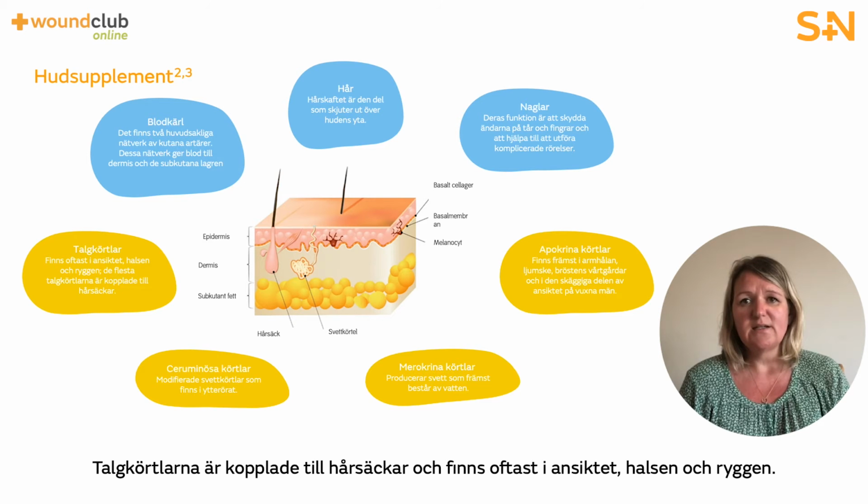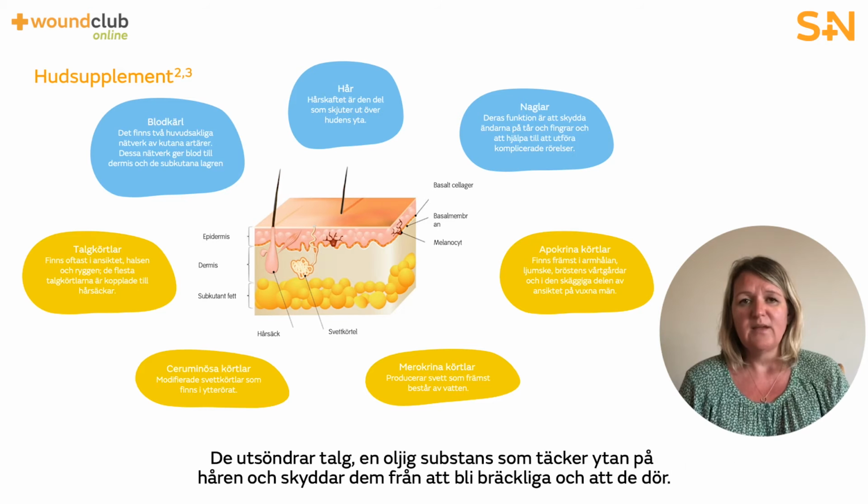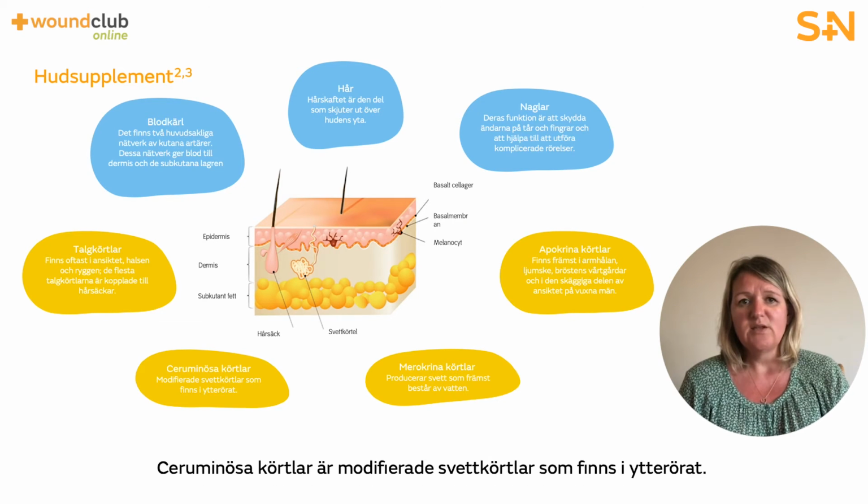Sebaceous glands are connected to hair follicles and are found on the face, neck and back. They secrete sebum, an oily substance that covers the surface of the hairs and protects them from becoming brittle and dying. Ceruminous glands are modified sweat glands and are found in the external ear.